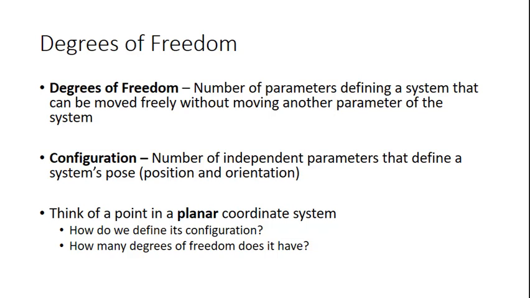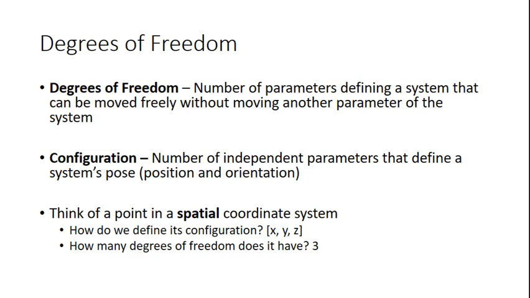So okay, let's just go through some examples. Think of a point in a planar coordinate system, so a 2D coordinate system. How do we define its configuration, and how many degrees of freedom does it have? Okay, so we just talked about this one. Its configuration would be xy. Even though it's a point, we're asking how do you compute all of its other points? Well, it doesn't have any, so you just need to consider the single point. If we had just x, though, we wouldn't have enough information to compute the whole point, right? We need both the x and the y. How many degrees of freedom does it have? It has 2. X is a degree of freedom and y is a degree of freedom.